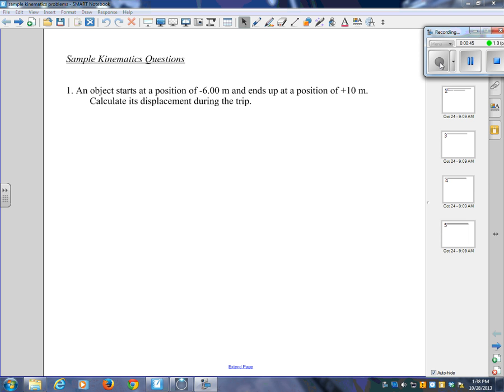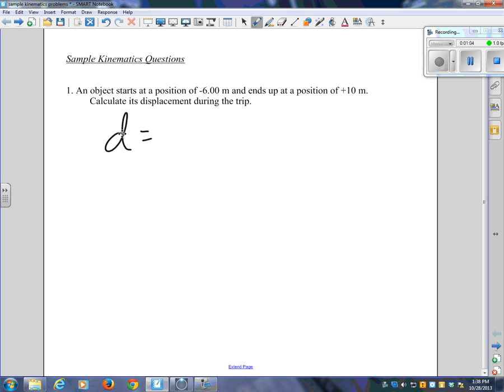Peyton, you need to come grab one of these. Okay, so question number 1 says, an object starts at a position of minus 6 meters and ends up at a position of plus 10. Calculate its displacement during the trip. I think you already have one of those pages. You should look at it more closely. So the displacement is final position minus initial position.